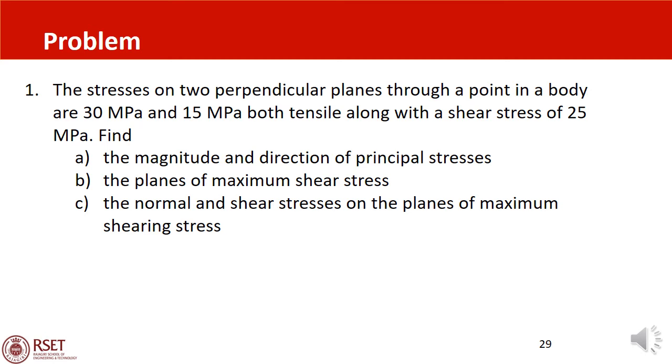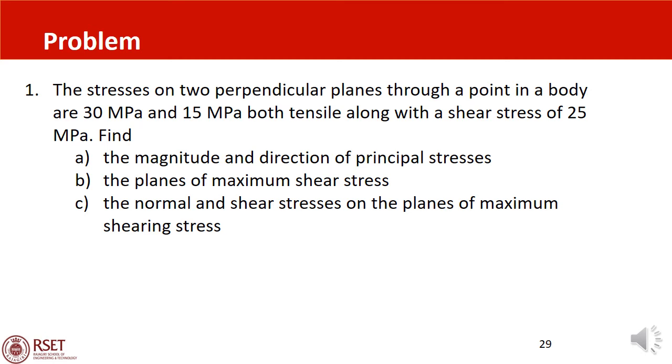Next we will see the solution of a few numerical problems based on the Mohr circle method. So the first question is like this: the stresses on two perpendicular planes through a point in a body are 30 megapascal and 15 megapascal, both tensile, along with a shear stress of 25 megapascal. Find A, the magnitude and direction of principal stresses, B, the planes of maximum shear stress, and C, the normal and shear stresses on the planes of maximum shearing stress.